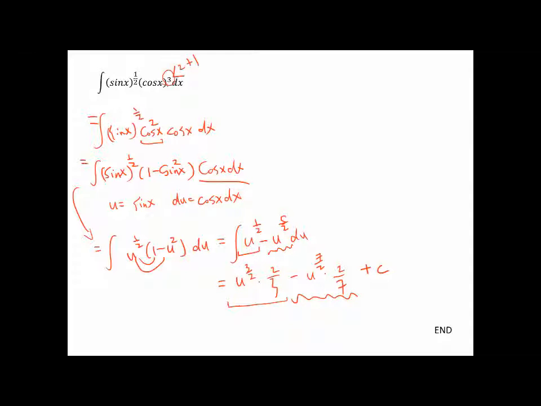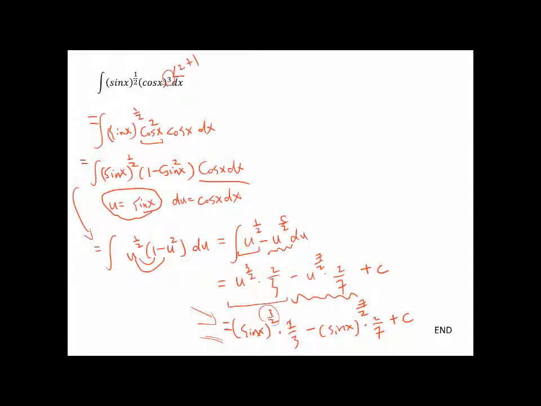You want to test by yourself, and I just want to plug in the substitution back, which is sin x to the 3 over 2, this is the power, okay, times 2 over 3 minus sin x to the 7 over 2 times 2 over 7, plus c. This is my answer here.